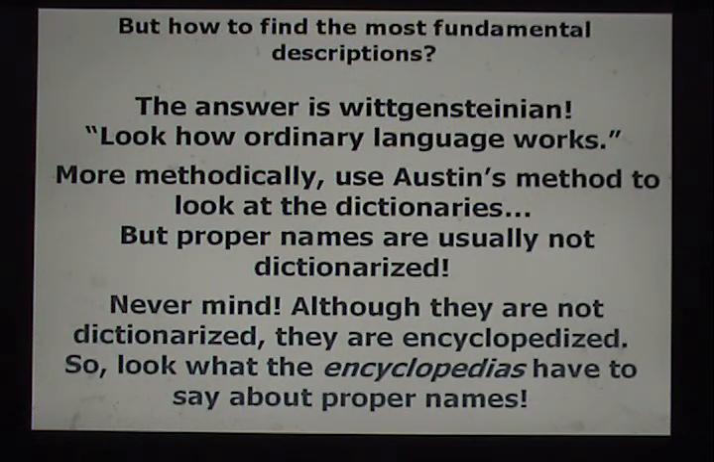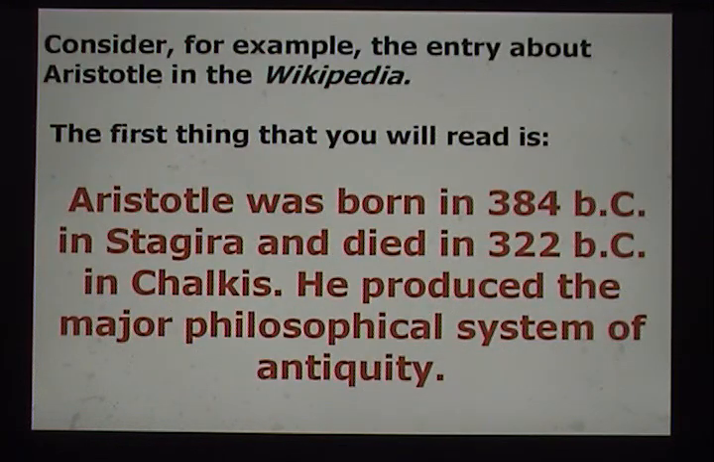But how to find the most fundamental descriptions? The answer is Wittgensteinian. Look how ordinary language works. More methodically, use Austin's method to look at the dictionaries. But proper names are usually not dictionarized. Never mind, although they are not dictionarized, they are encyclopedized. So look what the encyclopedias have to say about proper names. Consider, for example, the entry about Aristotle in Wikipedia.